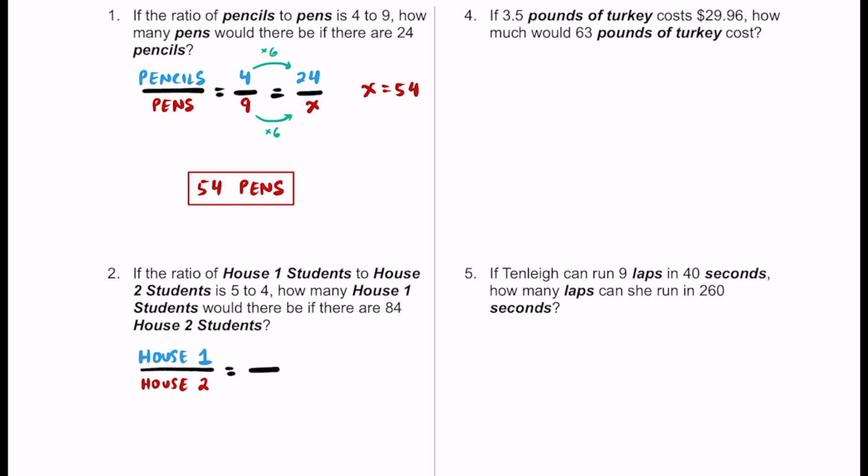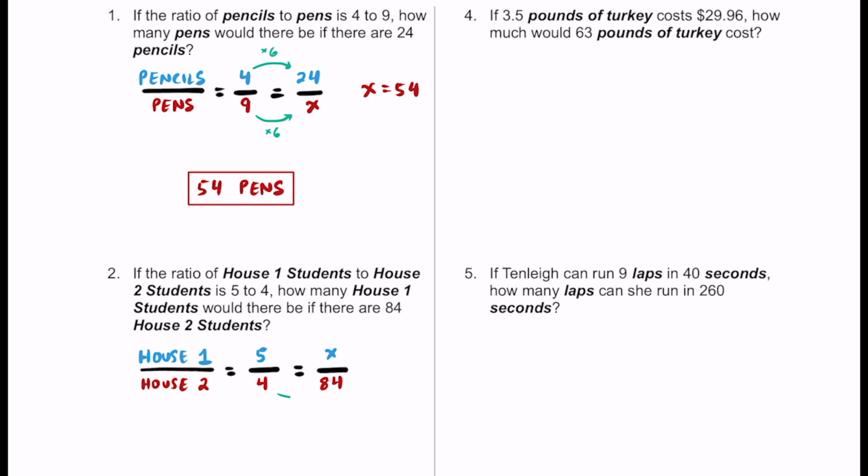So we are comparing these House 1 students to the House 2 students, and we're given a specific ratio here. They say it's going to be 5 to 4, so it's going to be for every 5 students in House 1, there are going to be 4 students in House 2. Now the question does say, what if there are going to be 84 of these House 2 students? Now House 2 is on the bottom here, so let's go ahead and put 84 down here. And we need to know how many of these House 1 students there would be. Now, I'm going to use an unknown. We'll use X here just to be a little placeholder.